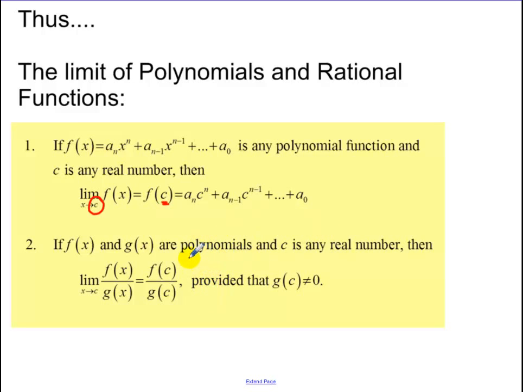Same thing for a rational function. You can plug in your value of c in to get the actual value, given that the bottom is not going to be 0. If the bottom is going to be 0, we have to do some manipulation.